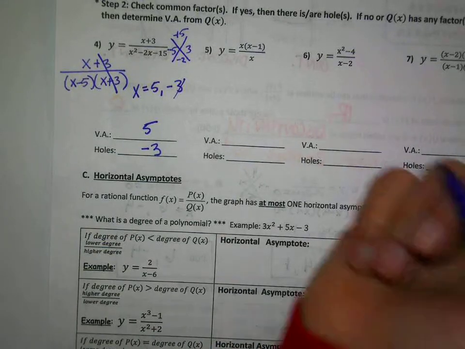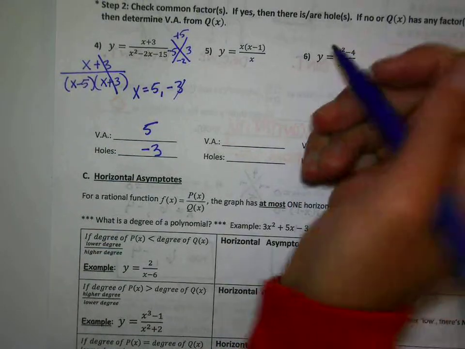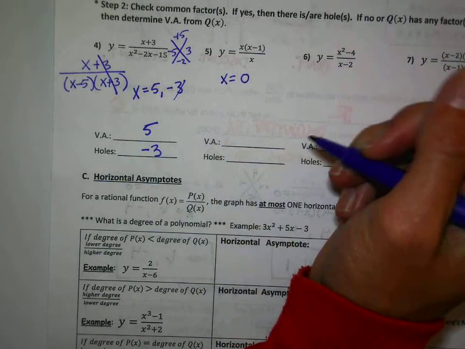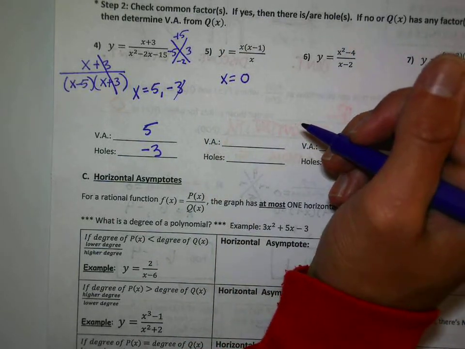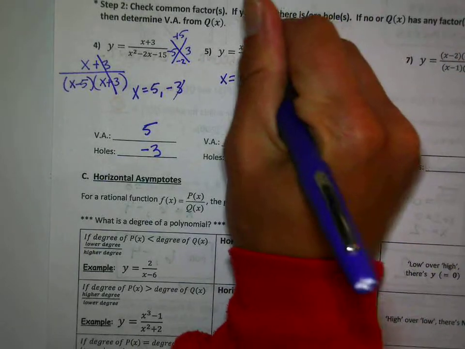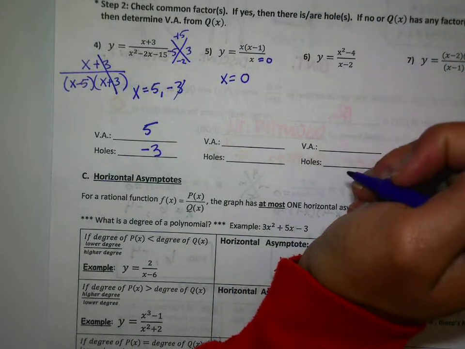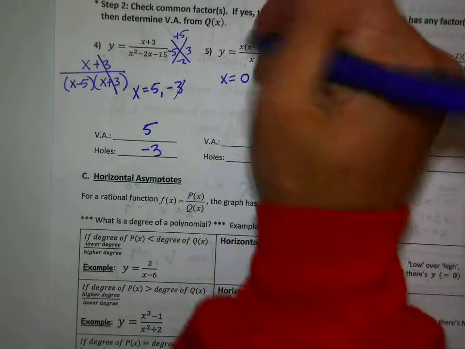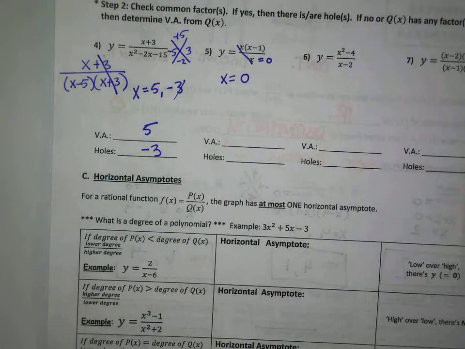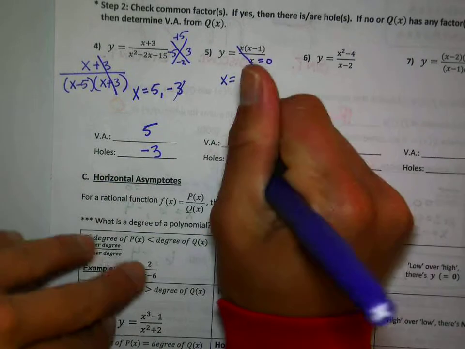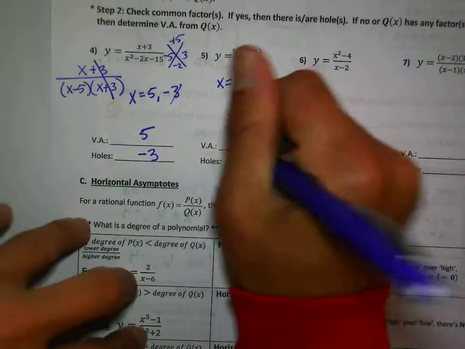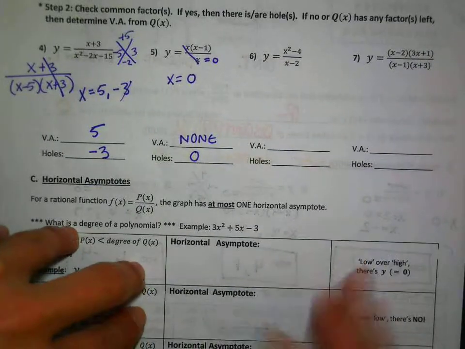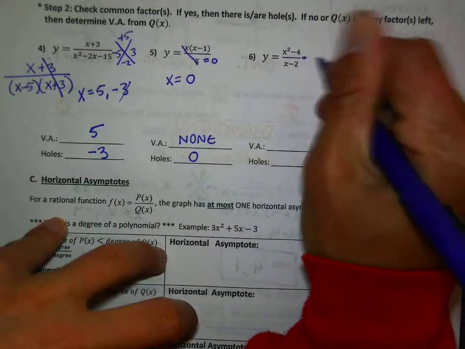All right, for number 5, it's already factored for us. So what is the point of discontinuity? 0. Do you have any other points of discontinuity? Nope, because the only thing on the bottom is the x. Does it cancel? Yes, with that other x here. So is that a vertical asymptote or a hole? A hole. Do we have a vertical asymptote? No. N/A.